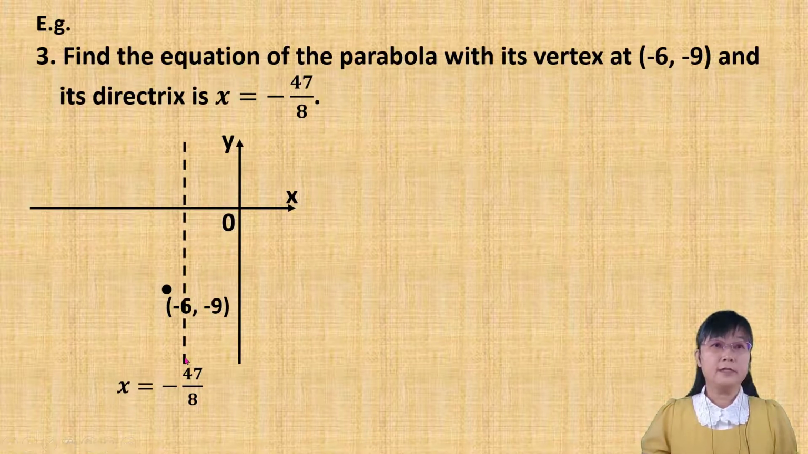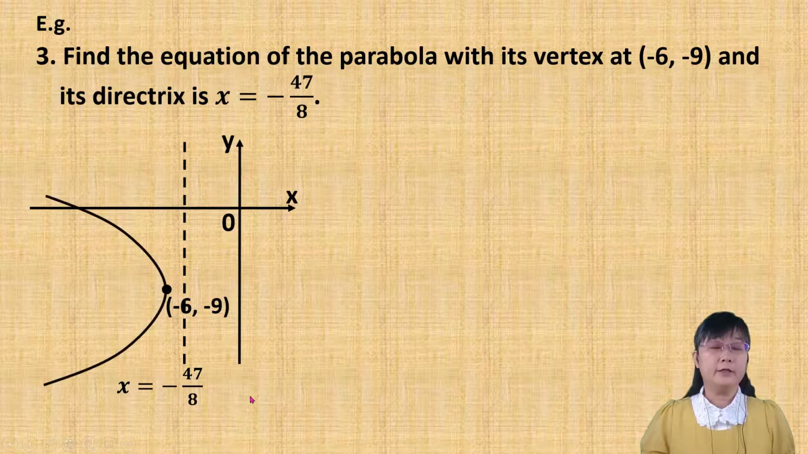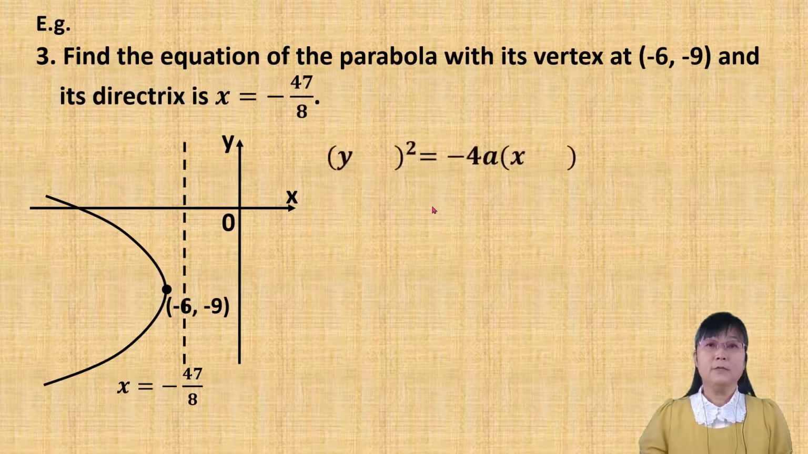From the diagram, the directrix is a vertical straight line. If the directrix is a vertical straight line, it means the parabola is a horizontal parabola. This horizontal parabola is parallel to the x-axis. If the parabola is parallel to the x-axis, it means the linear term is x. So now I'm going to find these two values.